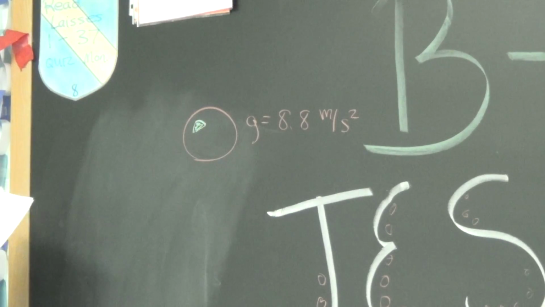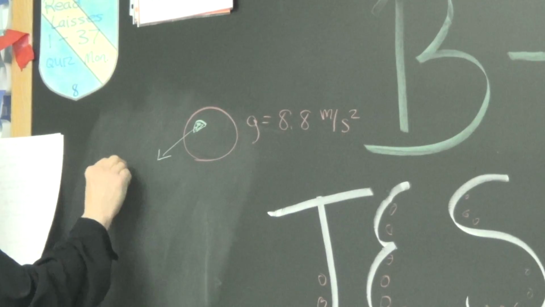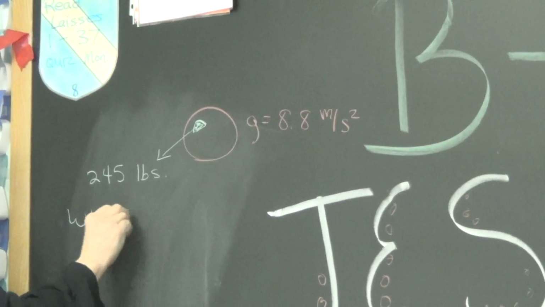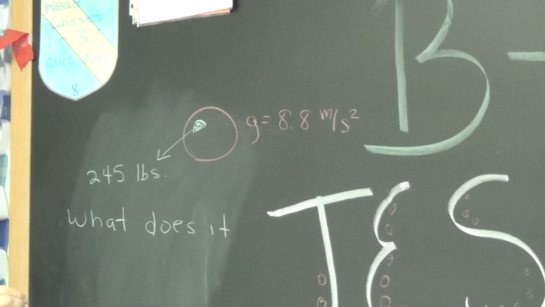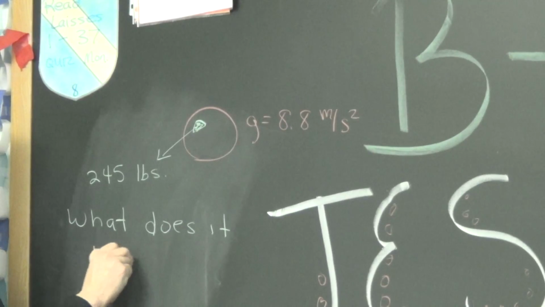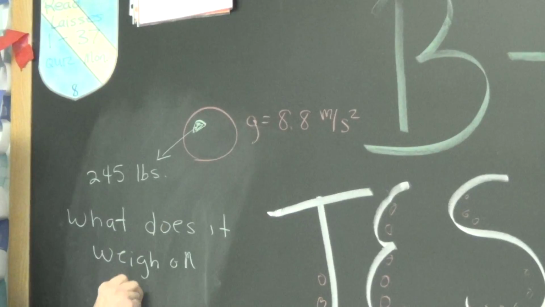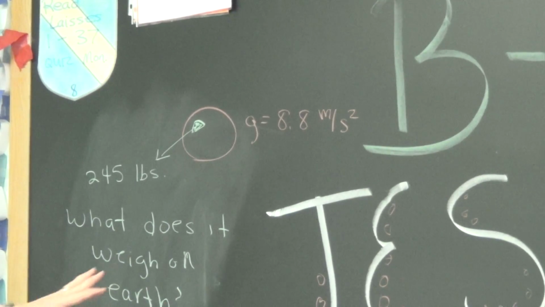The rock on Mars weighs 245 pounds. That's a big rock. What does it weigh on Earth? Remember we used to do a lot of these? It's been a while. I'll give you the first step. Maybe that'll jog your memory.